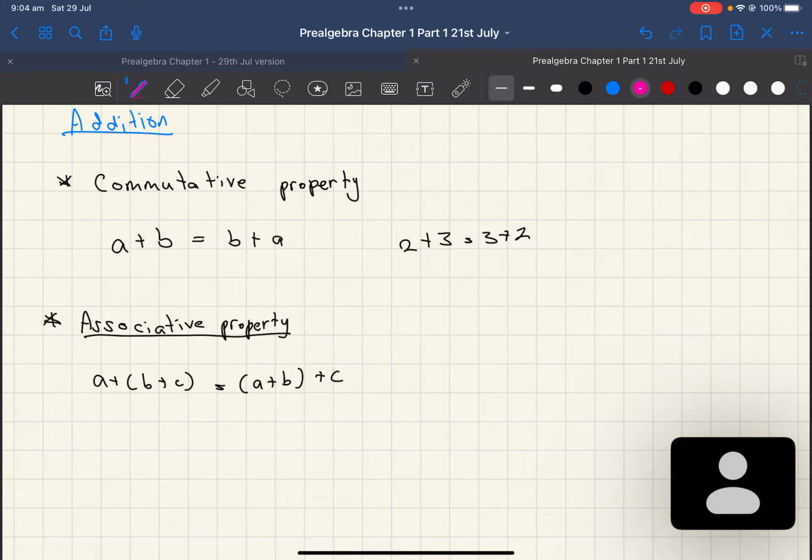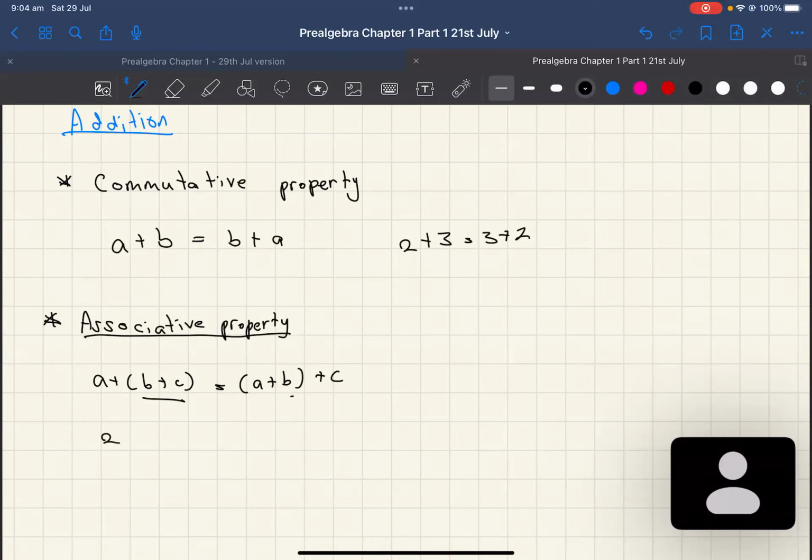Right. But when it's only addition, the associative property is saying you can ignore that rule. When all of them are additions, you can say, oh, it doesn't matter which one you do first. You could do a plus b first, or you could do b plus c first. It doesn't really matter. So the associative property just means that they're equal regardless.